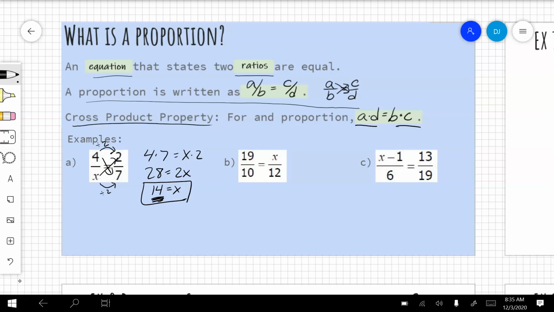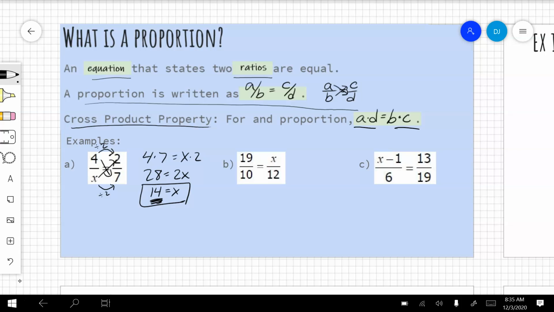So sometimes you can see these proportional relationships. I just want you to be cautious because sometimes we can't, like in the instance for C. If we were looking from 6 to 19, I don't know what I'd have to add or multiply to get from 6 to 19. So that process doesn't work, and that's why we're learning the cross product property. All right, next problem. We have 19 times 12 and 10 times x.